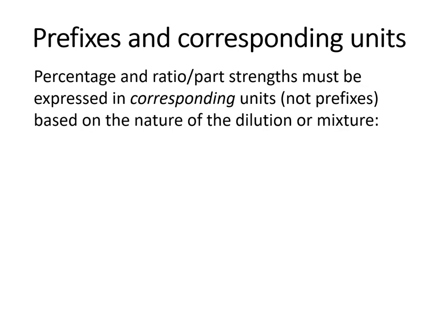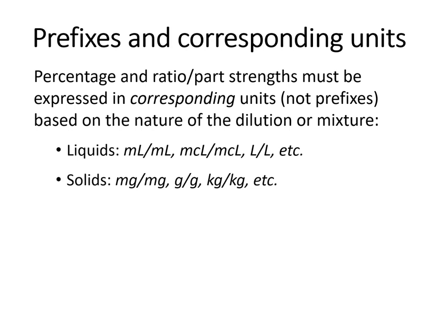The next thing we need to bear in mind is that percentage and ratio or part strengths must always be expressed in corresponding units based on the nature of the dilution or mixture. So, when dealing with a liquid in a liquid, this would be milliliters per milliliter, microliters per microliter, liters per liter, and so on. Similarly, for a solid in a solid, this could be milligrams per milligram, grams per gram, kilograms per kilogram, and so on.